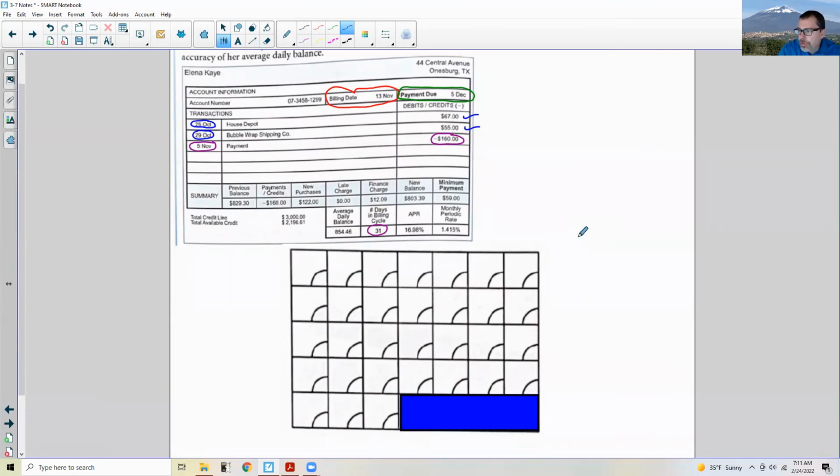Step 2 is we realize there's 31 days in the cycle, so we have to get rid of those 4 days. That's what I've done so far. Step 3, we want to enter the billing date of November 13th. The billing date is here in red. Down here, I'm going to put a 13, and I'm just going to count backwards and fill this in. 9th of November, 8th of November, and so on.